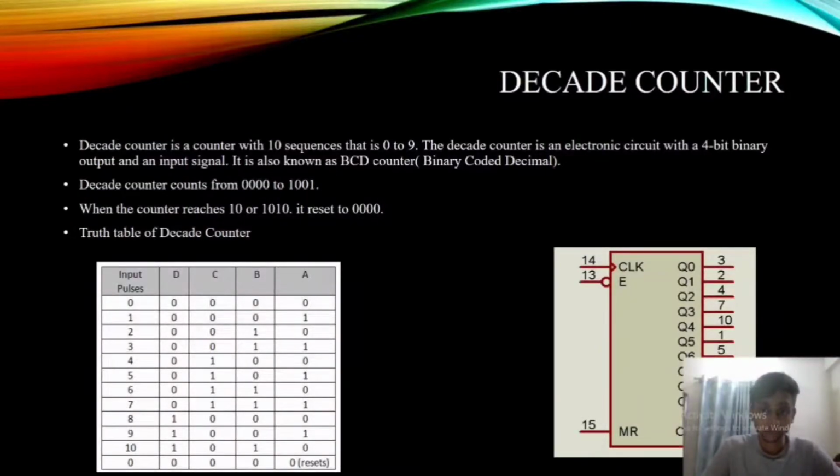Truth table of the digit counter. Input pulses, D, C, B, A. We can see this from 0 to 10. So we can see the states.